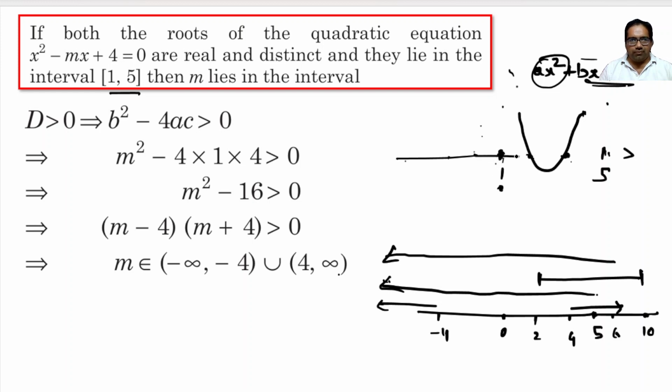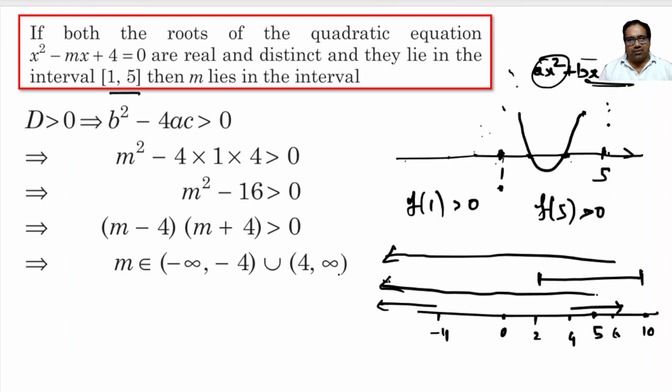So that's why we want f of 1 to be positive, f of 5 to be positive. Right. f of 1 should be greater than 0, f of 5 should be greater than 0. Okay. Is this condition sufficient?